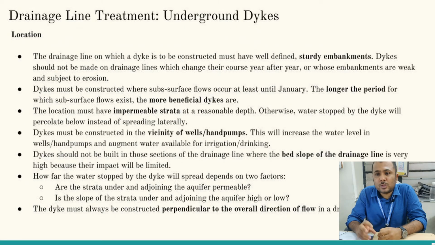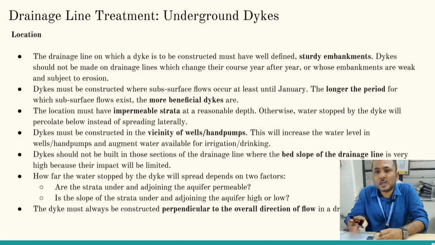Now let us discuss some of the important points that we have to remember while locating any underground dyke. First, we need to make sure that the embankments are sturdy and firm, so that erosion will not take place. The second thing is that the river should not change its course. For example, you might have seen several local streams and small streams that usually change their course after some period of time, and in different seasons they change their directions and locations. If you construct underground dykes in such changing conditions, you may not be able to achieve the objectives you had intended.